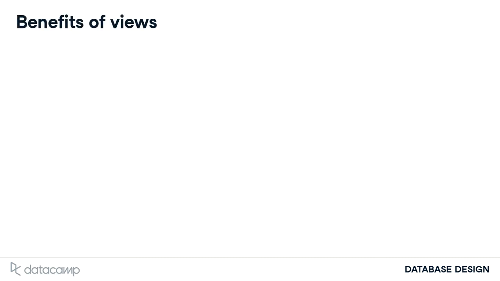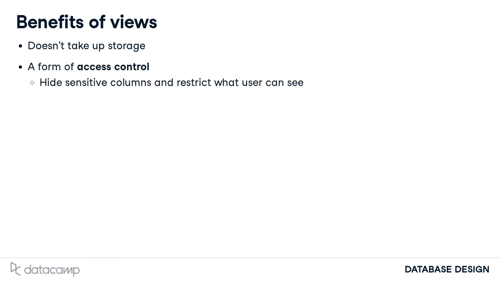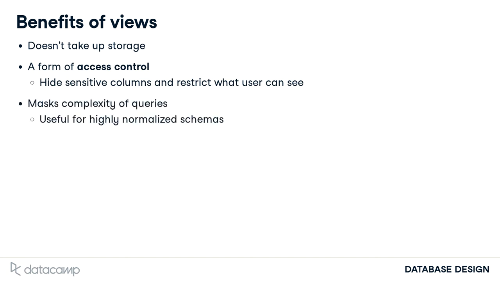Can you see why views are useful? First off, a view doesn't take up any storage except for the query statement, which is minimal. Views act as a form of access control. For example, instead of giving a user access to columns that may have sensitive information, you can restrict what they see via a view. Perhaps most importantly, views mask the complexity of queries.